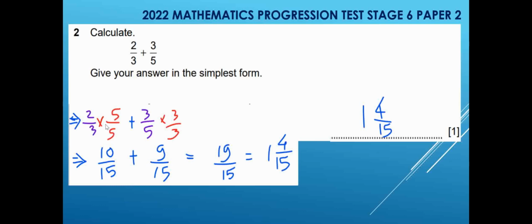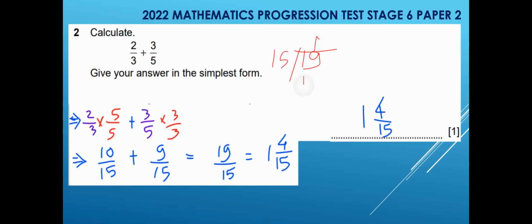If you have any problem with this, please write down in the Susan here YouTube channel comments. We'll explain further with an introduction video for equalizing the denominator. Now 3 times 5 is 15, 2 times 5 is 10, 5 times 3 is 15, 3 times 3 is 9. After the denominators are the same, only then can we add: 10 plus 9 is 19 over 15, and it's equal to 1 and 4 over 15.